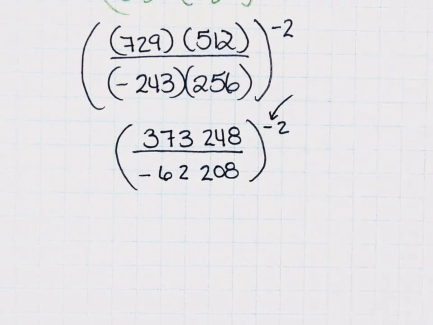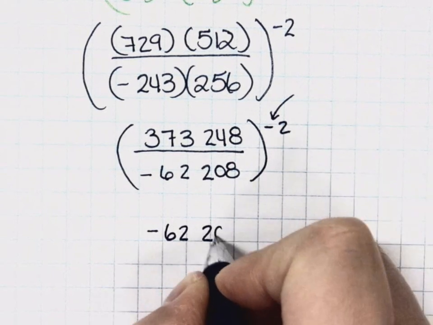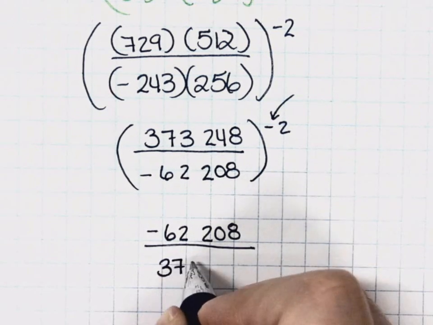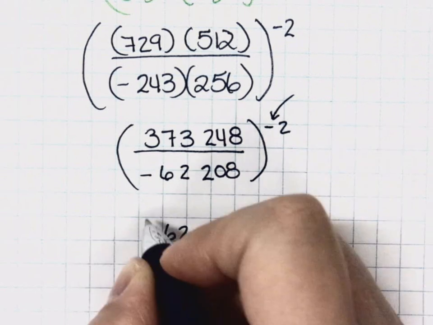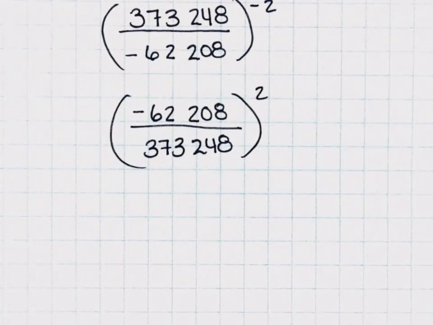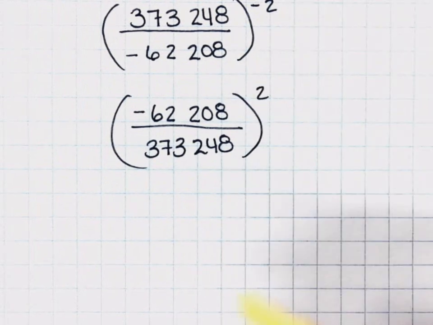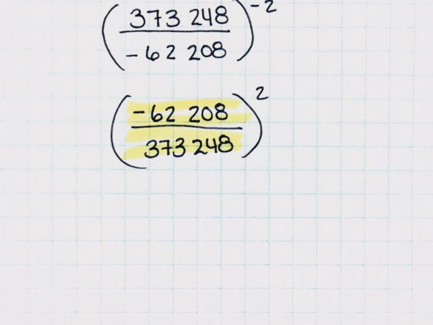The negative tells me I'm going to reciprocate the base, so it's going to switch to negative 62,208 over 373,248, and now that's squared. So I'm going to simplify what's inside first. I'm going to grab a yellow highlighter because my pink one never works. I'm going to simplify that because if I try to square that, my numbers are just going to get bigger and I'm going to cry a little bit.